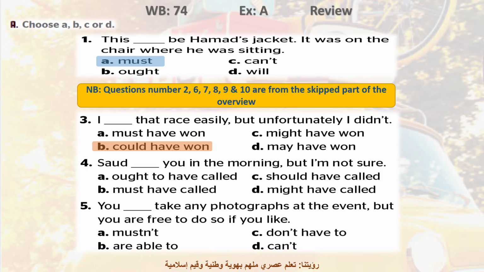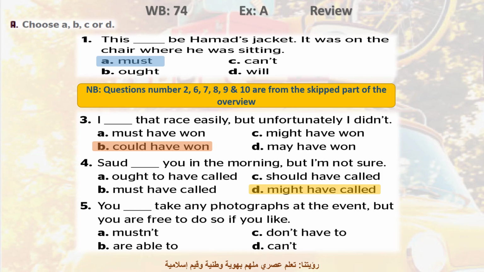سعود space you in the morning, but I'm not sure. When you are not sure, automatically you use might have plus past participle because this sentence was or is in the past. الجملة في الماضي والاحتمال ربما. I am not sure غير متأكد فنستخدم may أو might have والتصريف الثالث.